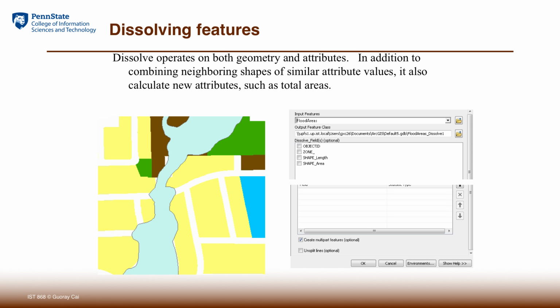These two kinds of dissolve apply to very different situations. But in our case, we don't really need to use the attributes to define the dissolving area. Any of these flood zone areas, as long as they are neighbors, we're going to treat as one bigger area.